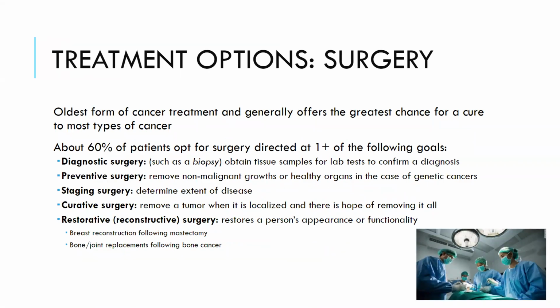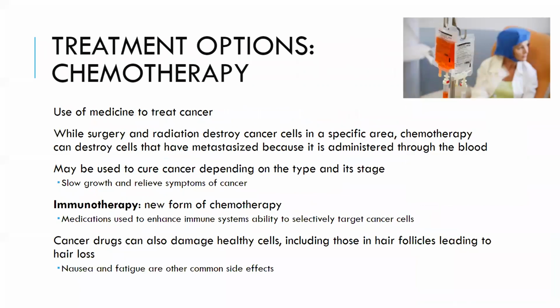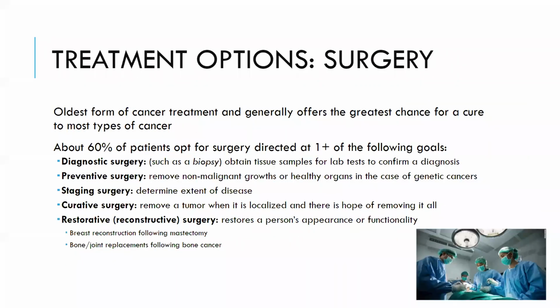Treatment options for cancers, genetic or otherwise, include surgery, as well as some other options like radiation, chemotherapy, and immunotherapy, which we'll talk about here in a moment. Surgery is going to be the oldest form of cancer treatment and generally offers the greatest chance for a cure to most types of cancer. About 60% of patients opt for surgery directed at one or more of the following goals.